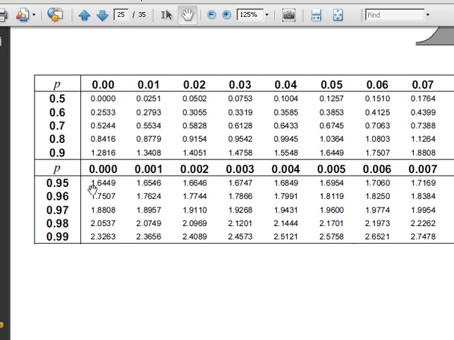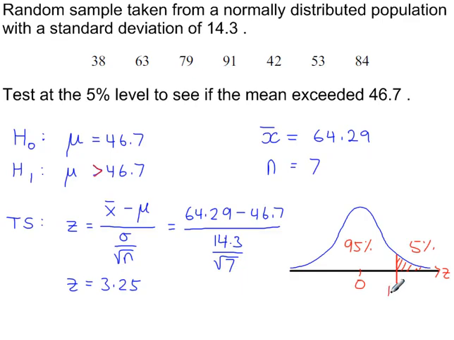0.950, 1.6449. This is the critical value. Our test statistic Z is 3.25. So 3.25 on here takes us into the critical region.